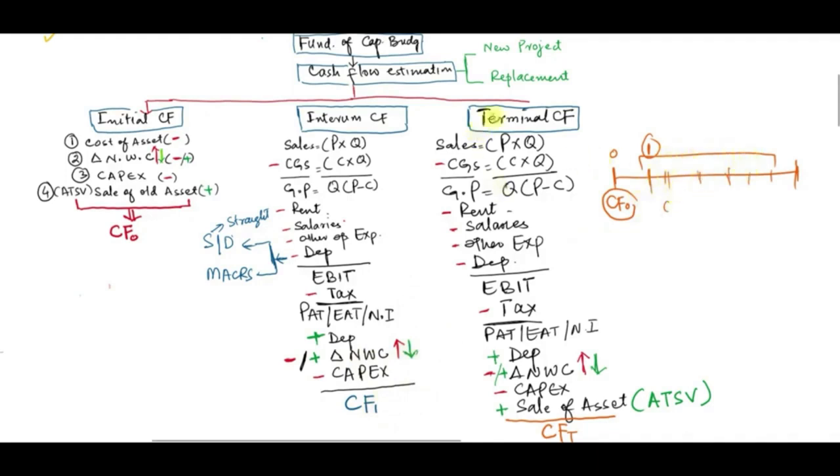Then we have the last, the terminal one, CFT here. So everything remains the same until this capex. Lastly, what do we do? Actually, we do sale of asset. Normally, for instance, this asset, a new project, was there for 10 years, right? So what happens at the end of 10 years? Of course, we are going to do something for this project. We are going to sell it. Okay, so that's why we have some proceeds from sale of the asset.